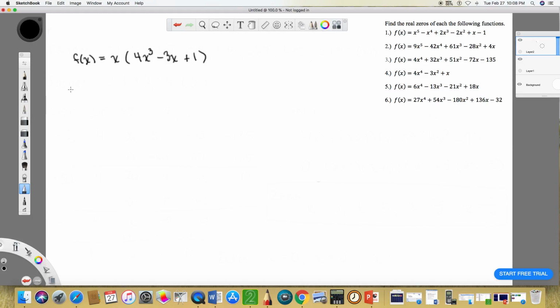All right, so we're missing an x squared term there, so let's go ahead and put 0x squared. Now we want to work with this.